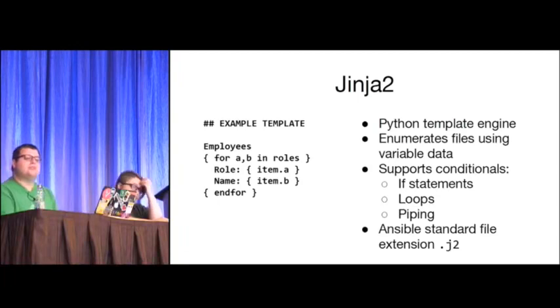Jinja2 is a templating engine or templating language within Python. This allows you to take variable data in, enumerate through that data, and then compile out a resulting file. So this is extremely popular for people using Python for website development, where they're enumerating through data that's retrieved from a database or a form.